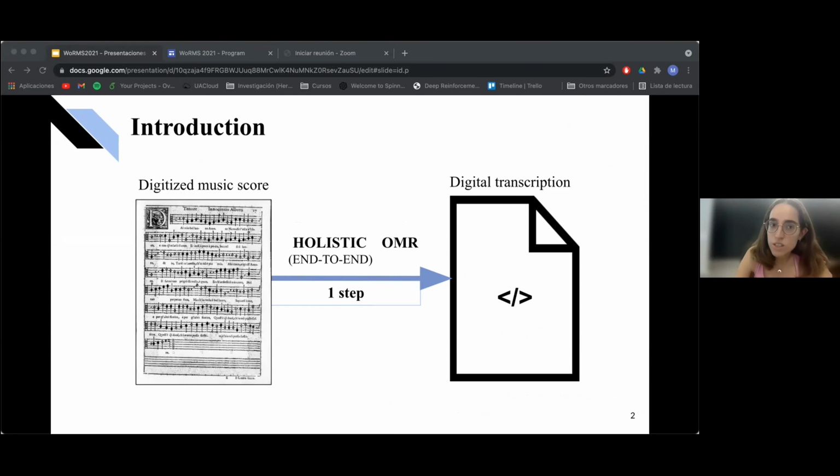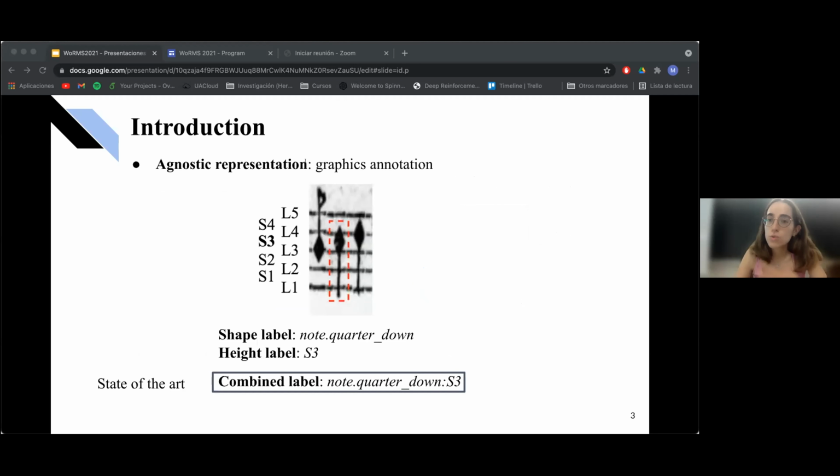The current state of the art in this field considers techniques that follow an end-to-end or holistic approach. And what is this end-to-end approach? This means that the OMR system processes the image of a music score and retrieves the symbols that appear therein in just a single step. And to transcribe such content, these systems use an agnostic representation that my colleague Antonio used and explained before.